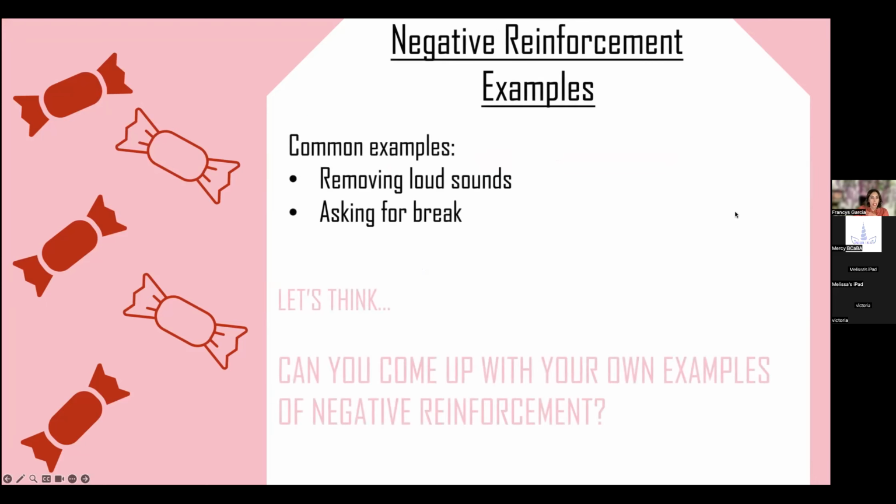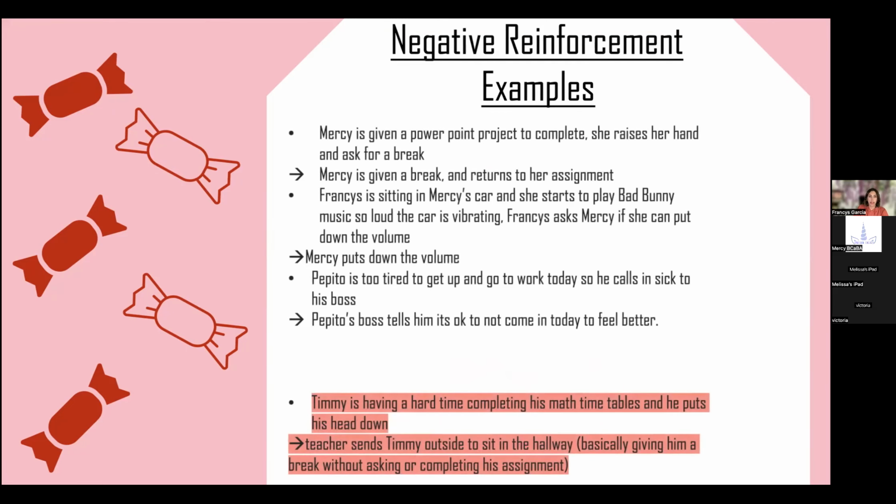So here are some common examples: removing loud sounds, asking for a break. These are forms of negative reinforcement. Something is being removed, which increases the probability of the future behavior. So, same thing. Can you come up with your own examples? You can write them down on a piece of paper. You could think about them yourself. It just helps you learn the stuff quicker. So come up with your own examples, write them down, or say them out loud.